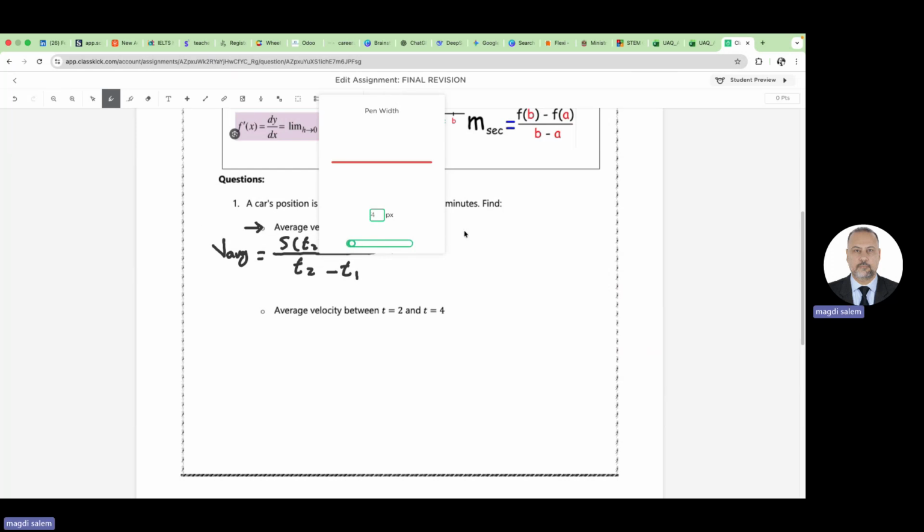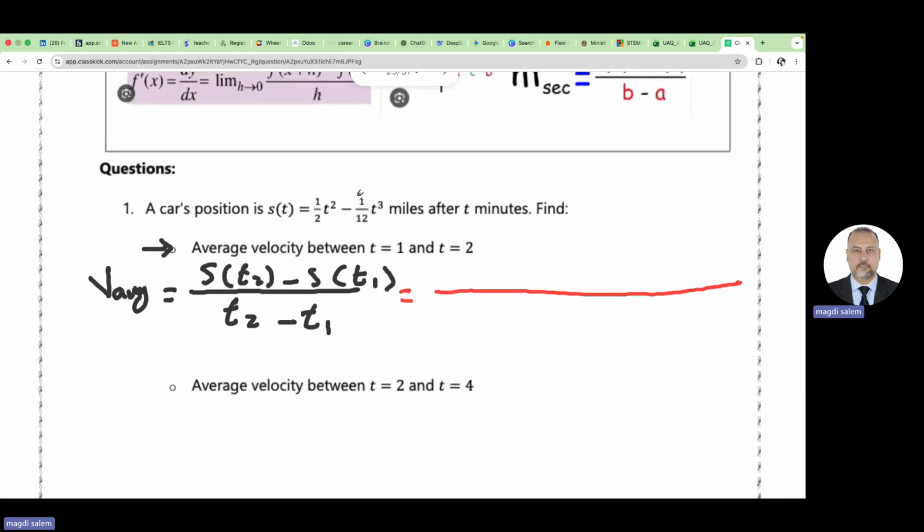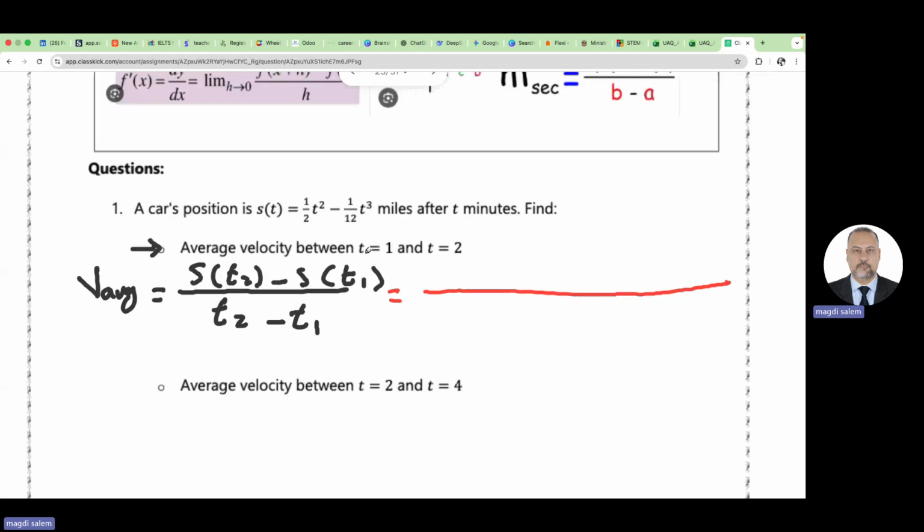So let's start doing the substitution here. This equation includes the letter T, as you can see. So you just replace the letter T with the number 2, because this is T1 and this is T2. So you do the replacement in this equation 2 times: first with T equal 2, then minus, and the second time with T equal 1. And down here 2 minus 1.